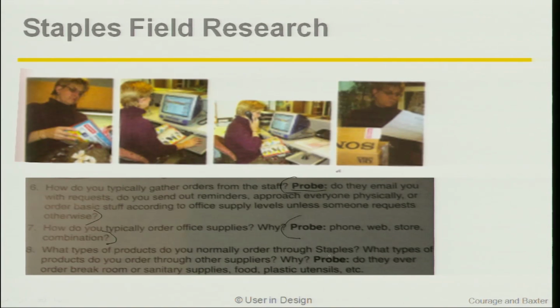What types of products do you normally order through Staples? What types of products do you order through other suppliers, and why? And what is the probe? Do they ever order break room or sanitary supplies, food, plastic utensils, etc.? These are the things. So this is a typical field and internal research with people, as well as in the field.